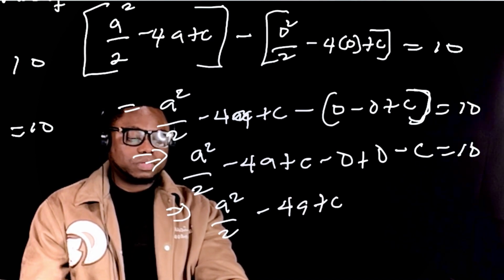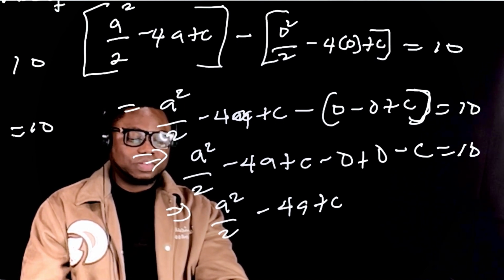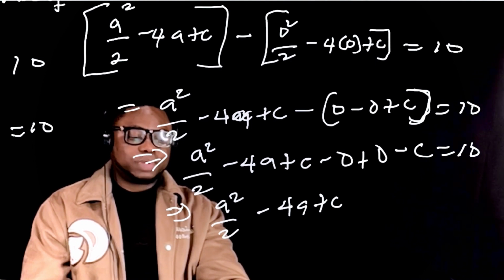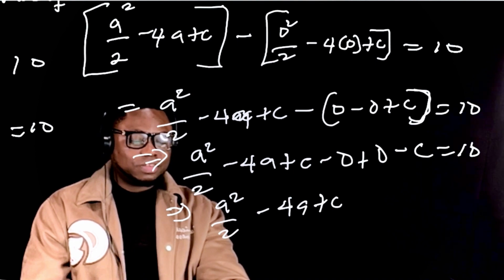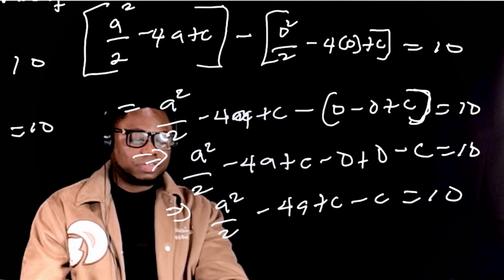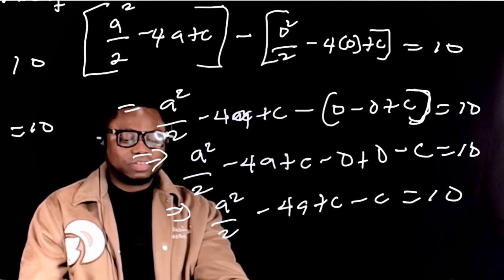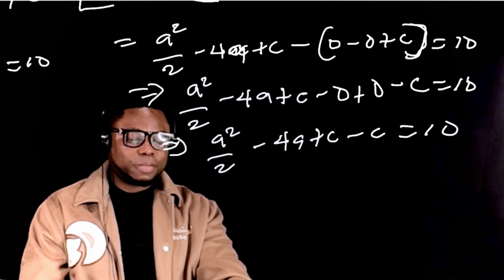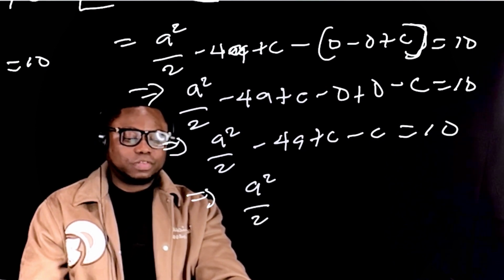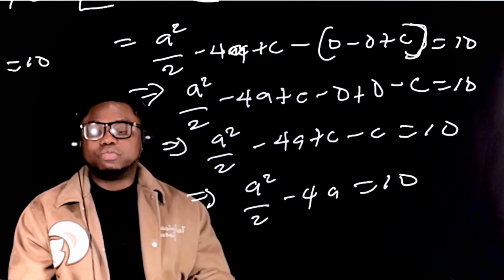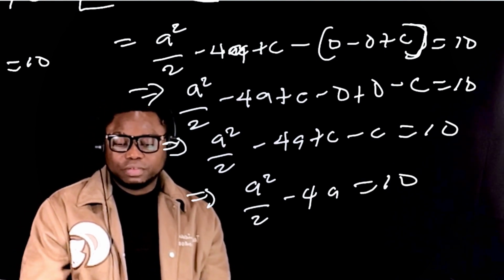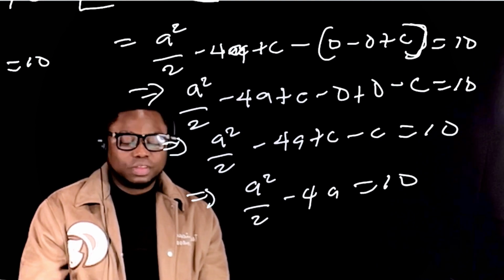So remember that this is plus c minus c. So it's supposed to be 0. So 0 minus 0 plus 0 is 0. Let me just write it out. This is 0, and minus c is equal to 10. So my plus c minus c is going to be 0. So I'll write a squared over 2 minus 4a is equal to 10. So I'm equating everything to 10. A squared over 2 minus 4a is equal to 10.